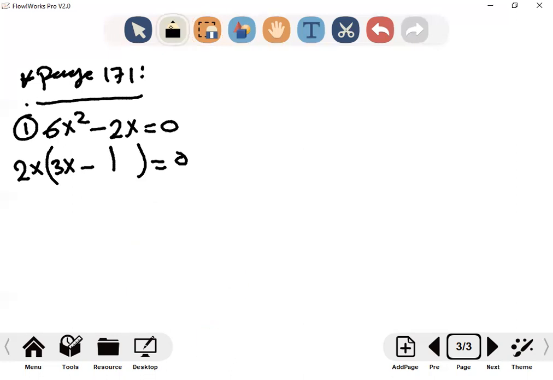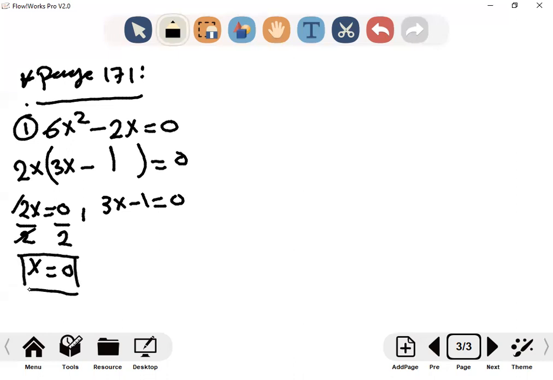Now either 2x equals 0 or 3x minus 1 equals 0, right? Let's solve it by dividing by 2. X equals 0 divided by 2, which is 0, right? Here shift and divide. 3x equals 1, so x will be 1 over 3.